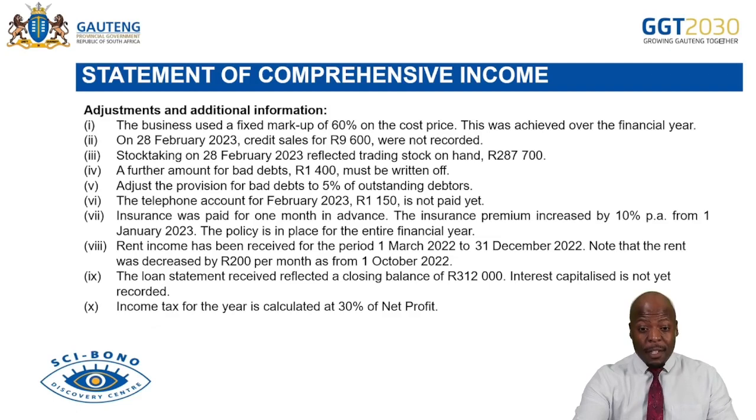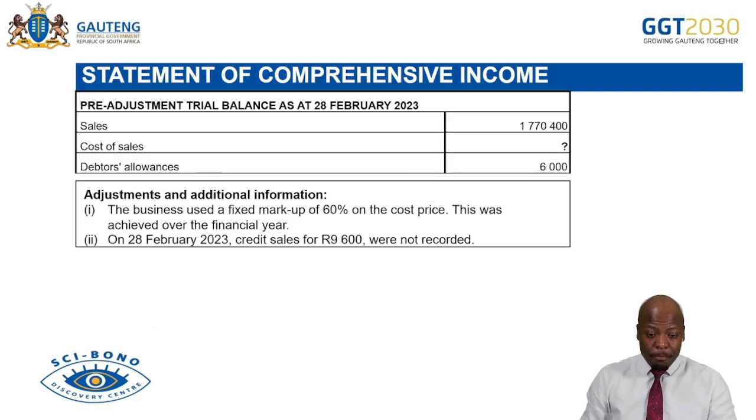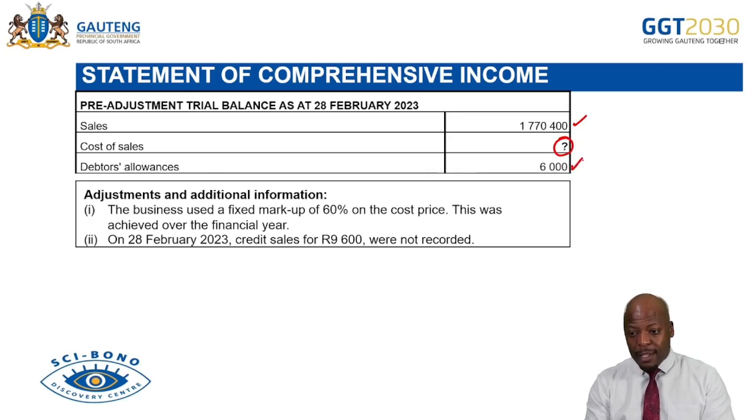So we're going to begin with the first adjustment. Adjustment number one. I'm going to give you time so that you can see the information and understand it, so that when I do the adjustment, it also makes sense to you. We are given a pre-adjustment trial balance as of 28 February 2023. You can see here we have our sales, but we are not given our cost of sales. And then we're given what is known as debtors allowances.